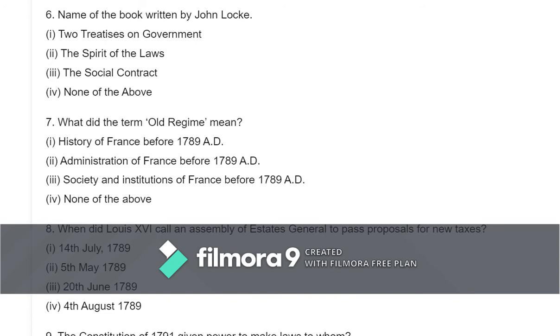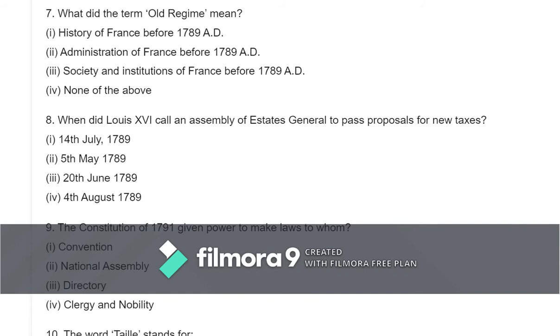So our seventh question is, what does the term old regime mean? So old regime refers to the society and institutions of France before 1789. So the answer in this question would be option number 3.